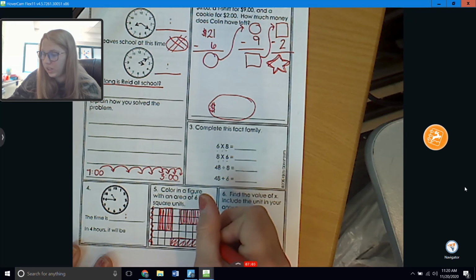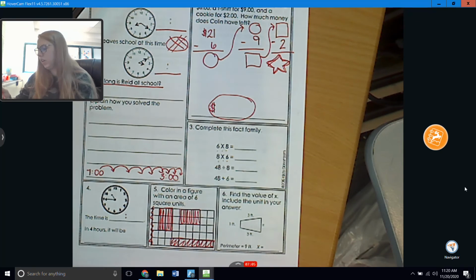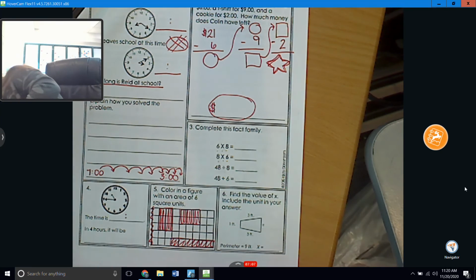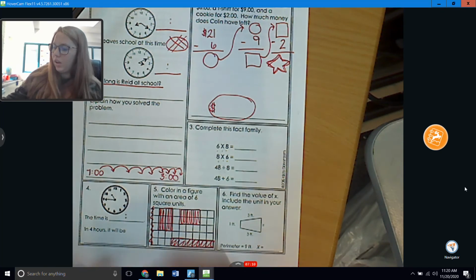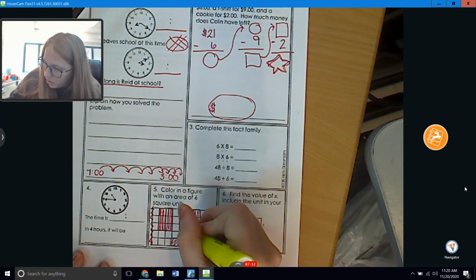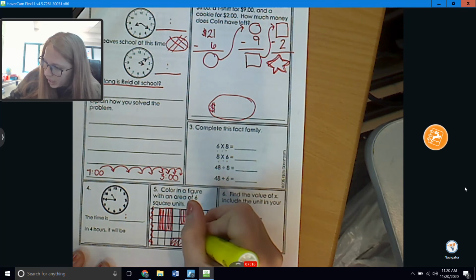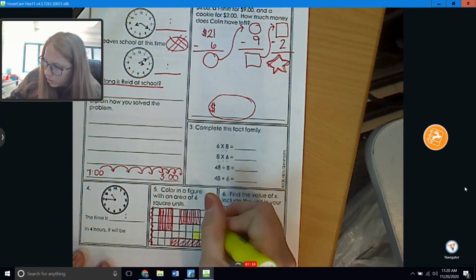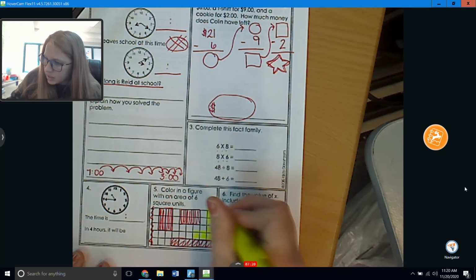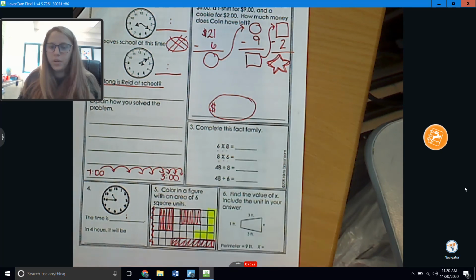You could even do a funky one, I'll do it in a different color. Here, let me grab my highlighter. You could even do 1, 2, 3, 4, 5, 6. That has 1, 2, 3, 4, 5, 6 squares in it.